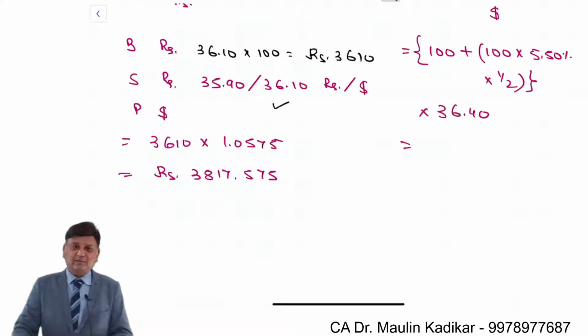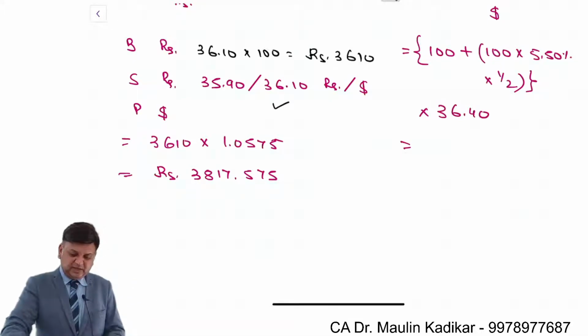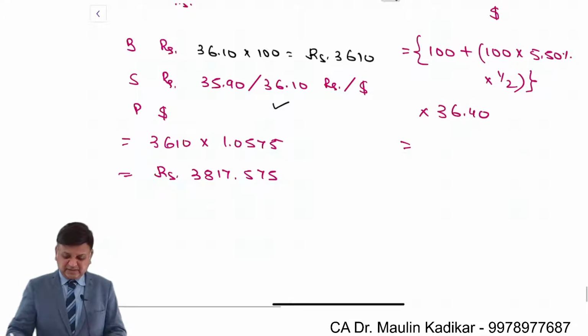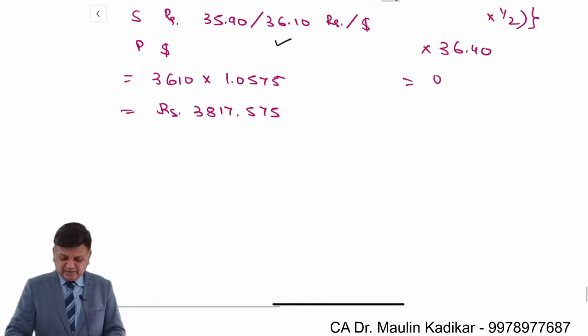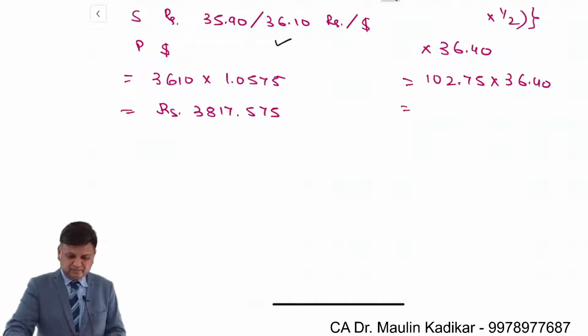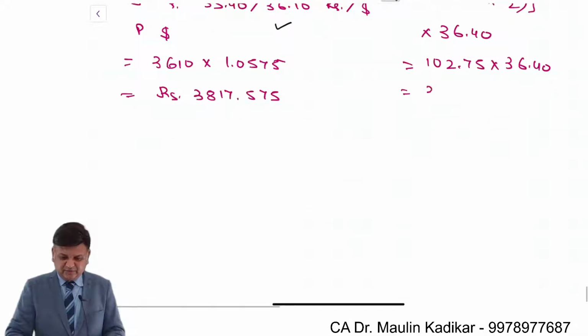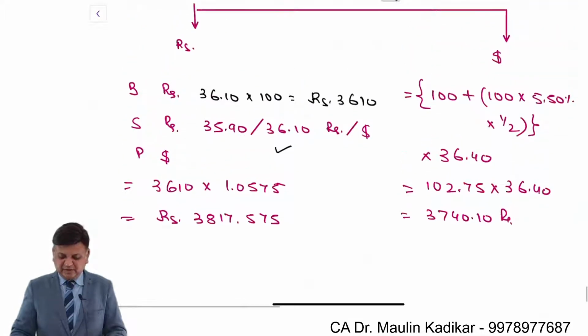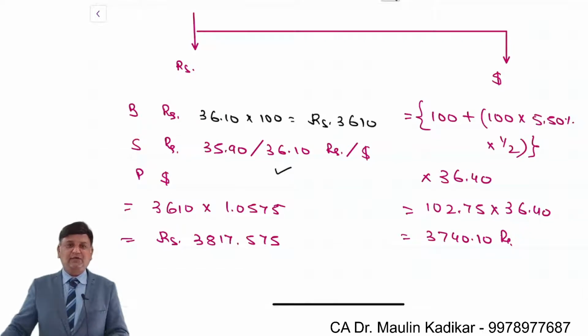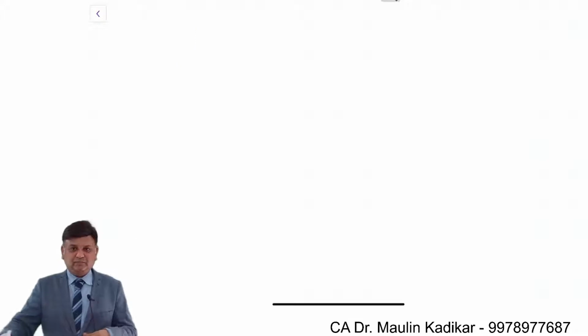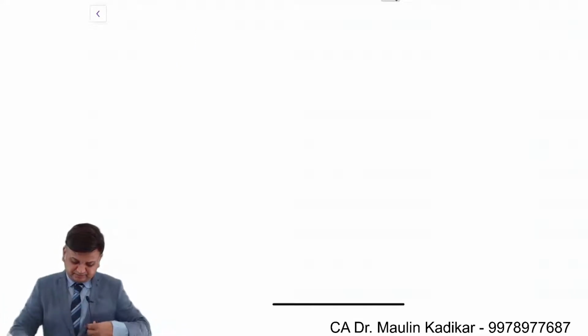Because by paying more amount of rupees you can get a dollar. 100 into 5.5% divided by 2. So 2.75 plus 100, that comes to 102.75 into 36.4. So that comes to 3740.10. This is the amount of the repayment of loan that you will have. You will go for an option which is cheaper. So let us answer the question.